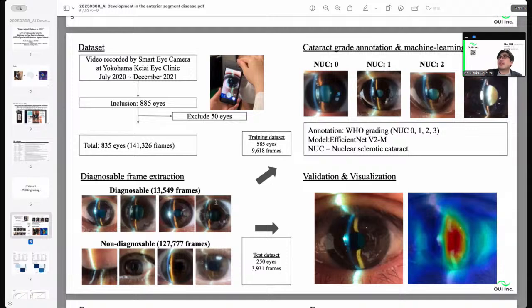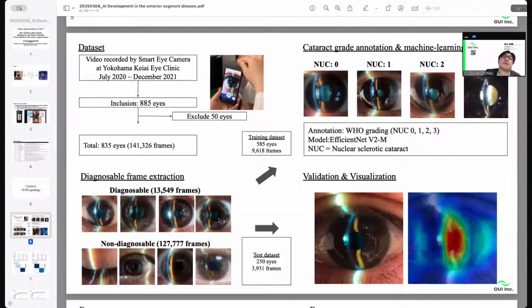Because the device is a Smart Eye Camera recording eye video of the patient's eye, you can record more data than with still images. So, for example, if you take 30 seconds of eye video, you can get approximately 900 frames. So you don't have to maximize the quality. You just have to record more seconds.